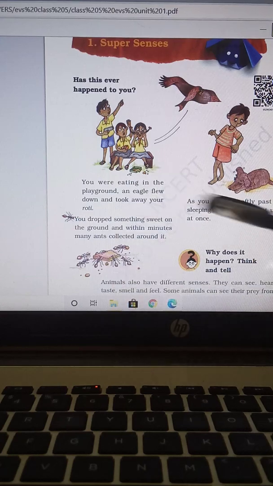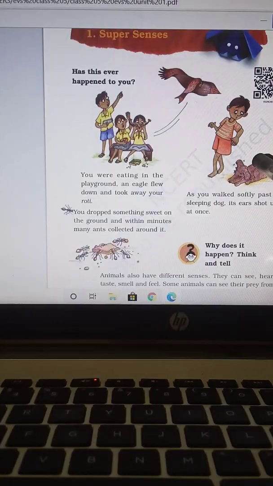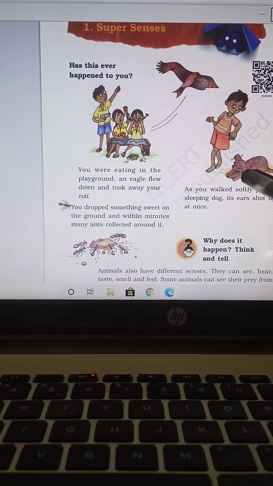Okay, and you can see a dog here. For example, when you walk or pass the dog, even without making noise, they can hear you, right? And then they wake up, they look at you, and sometimes they bark at you. Why is it so? Because their sense organ, that is their ear, is very sharp.